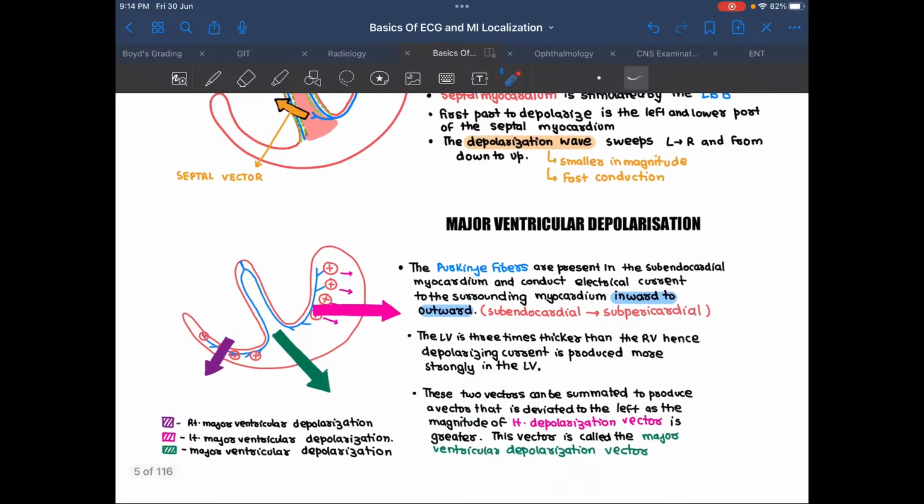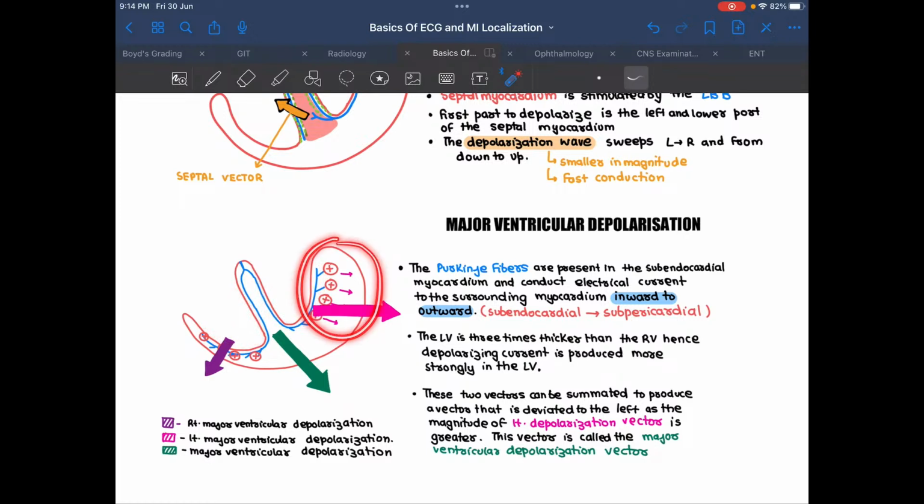Now let's move on to the next one. So we have the major ventricular depolarization. What happened? We have the left bundle branch and the right bundle branch. The left bundle branch will supply this myocardium. The right bundle branch will supply this myocardium.